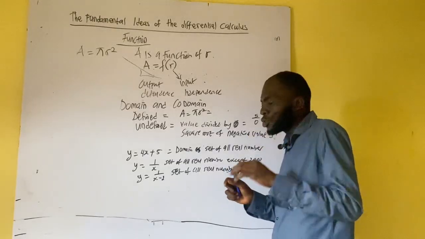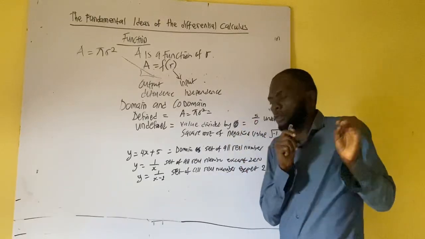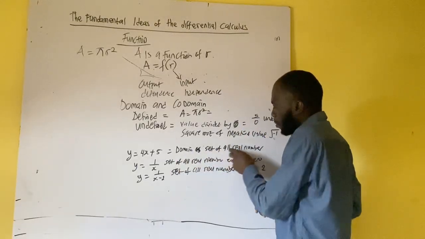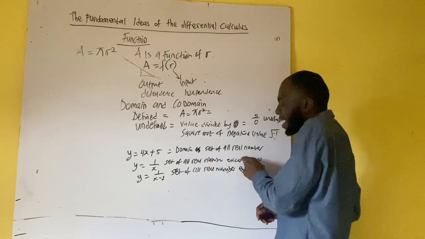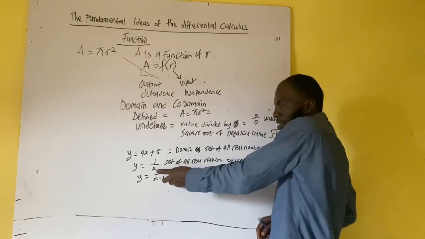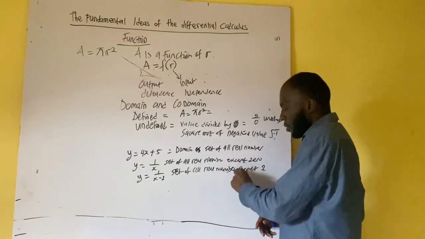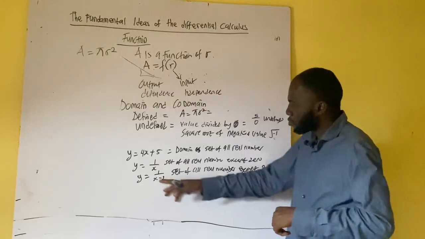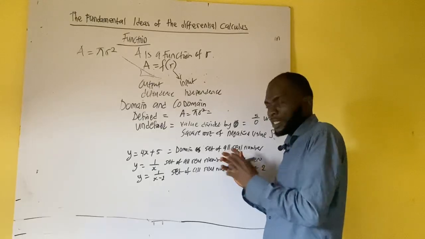The one that is not going to be suitable, exclude it from it. The domain is the set of all real numbers for this one. In the case of here, the set of all real numbers except 0, because if I have 0 as x, I'll be getting undefined. The set of all real numbers except 2, because if I have 2 here, I'll be having 0 here, which is what? Undefined. Is that clear now?